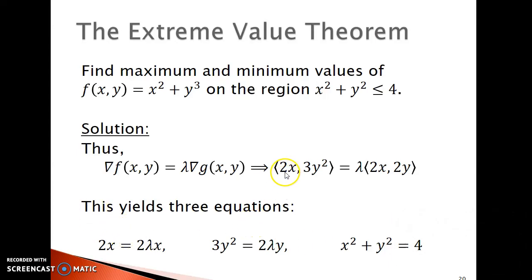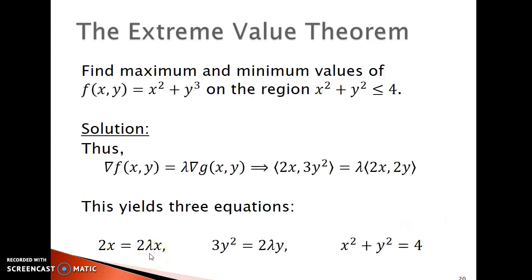So we see our three equations. 2x equals lambda times 2x, right here. 3y squared equals lambda times 2y, it's the second equation. And then the boundary, x squared plus y squared equals 4. Notice I no longer have less than or equal to 4, because we're only caring about the boundary, which is when it equals 4.